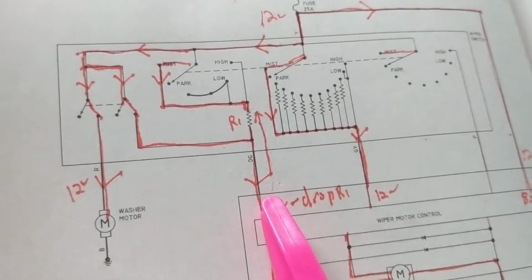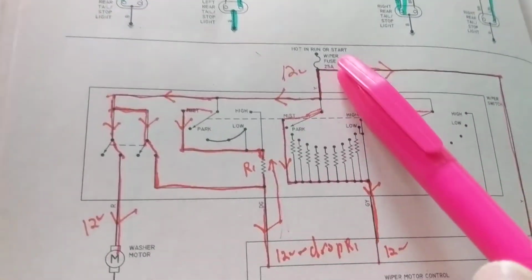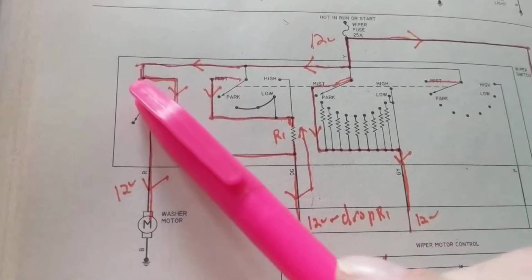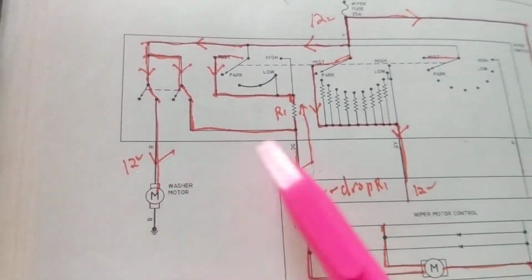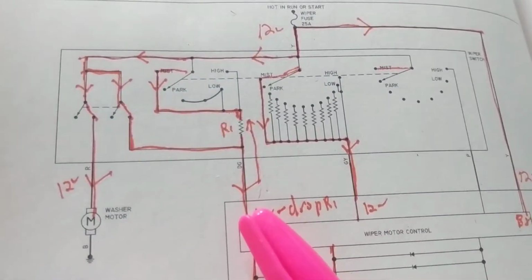How do I know? And this has 12 volts. How do I know it's 12 volts? I don't lose anything. I don't lose any voltage through a switch. I lose voltage through a resistor, which we'll see in a couple of minutes.